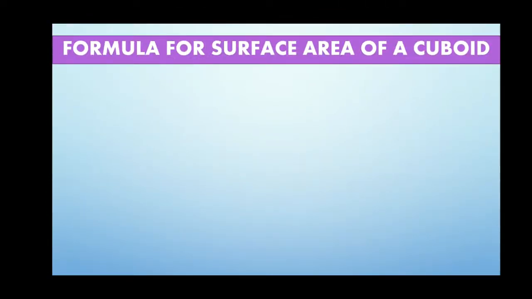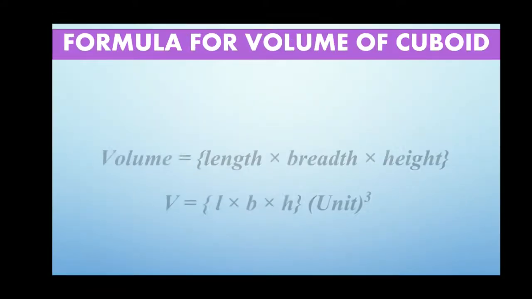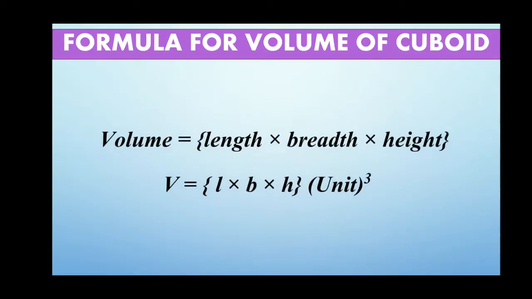Formula for surface area of a cuboid. Surface area is equal to 2 into (LB plus BH plus LH) unit square, where L is equal to length, B is equal to breadth, and H is equal to height. Formula for volume of a cuboid. Volume is equal to length into breadth into height, or V is equal to LBH. Generally, we denote length as L, breadth as B, and height as H. That's why V is equal to LBH unit cube.